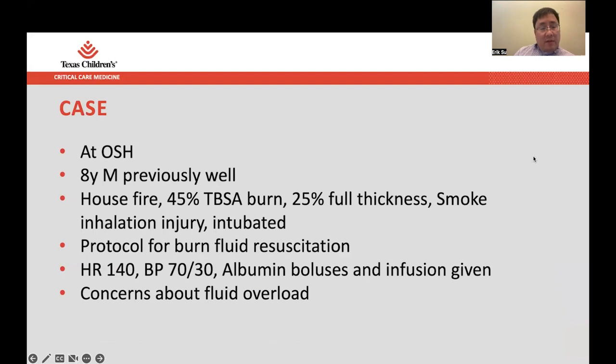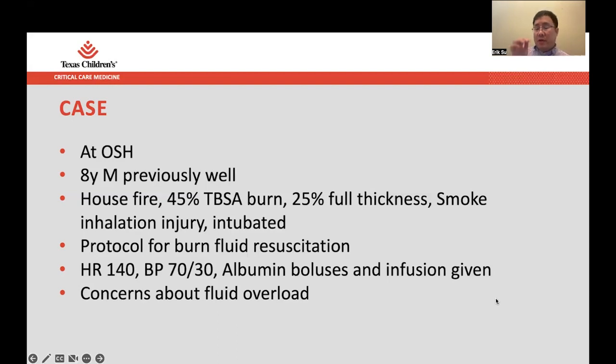Another outside hospital, we have another case here with an 8-year-old who is previously well. He was in a house fire with a 45% total body surface area burn, 25% full thickness, smoke inhalation injury, was intubated, was obtunded on arrival. He was put on the protocol for burn fluid resuscitation.